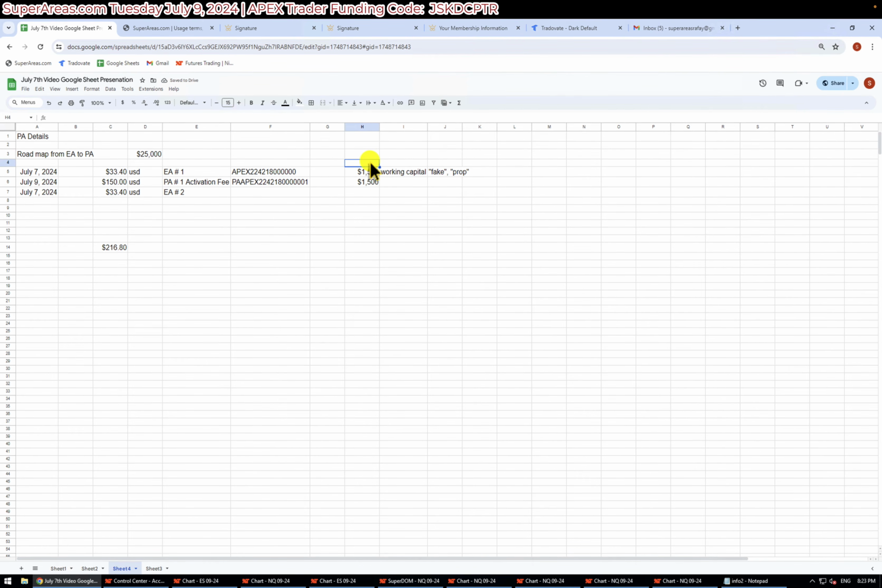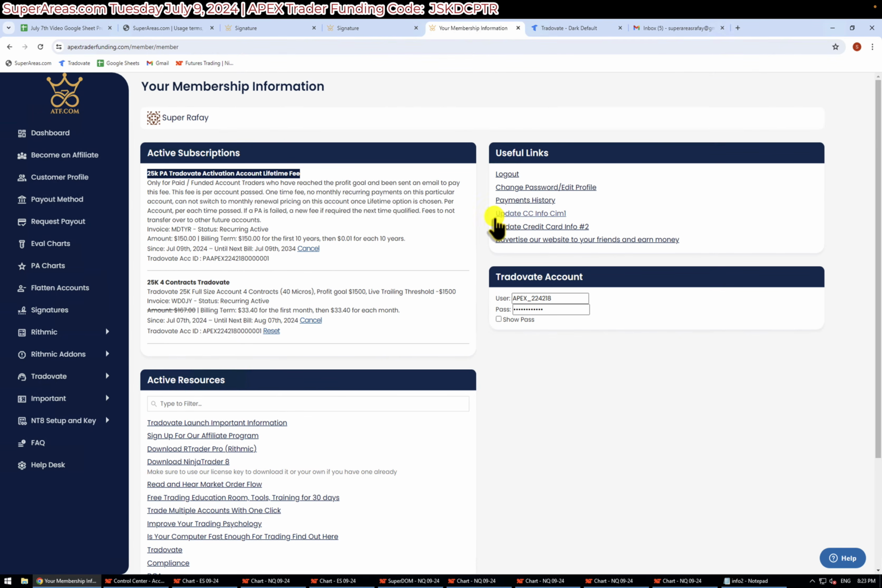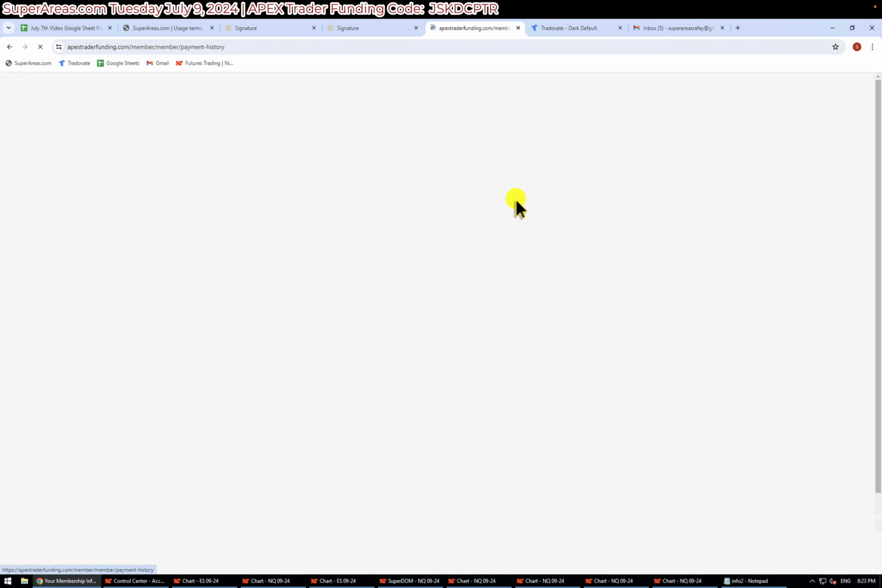They put in there, the PA's risk is $1,500. Your risk is $33. In the PA activation fee, they are giving you $1,500, and you only put 10% of the money, which is $150. So if I keep adding, this would be my total cost so far with Apex, $216.80, and you can find all your fees and everything you've paid them under payment history.